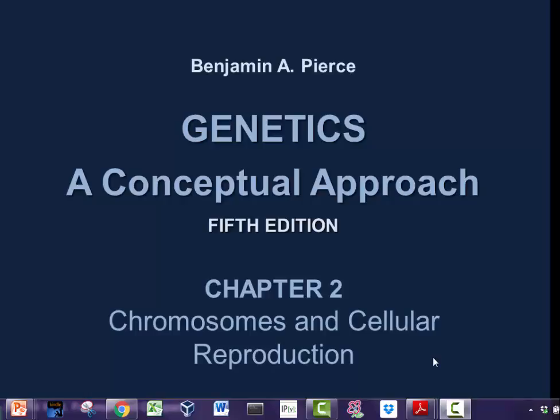On to chapter 2. Well, we actually went to chapter 3, now we're going back to chapter 2. Traditionally, genetics is taught from a Mendelian perspective, showing how the genes segregate during meiosis, how independent assortment works, and how that affects the outcome of genetic crosses.